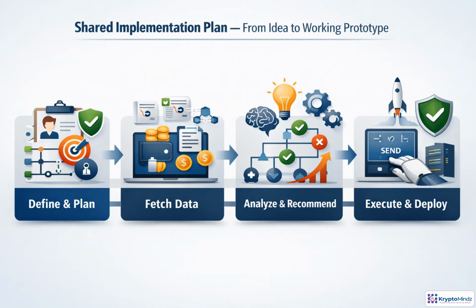Whatever capstone you choose, use the same build path. Start by defining the user, workflow, decision boundaries, and success metrics. Build read-only data tools first, so the agent can observe wallets, proposals, invoices, tokens, or ownership without taking action. Then add reasoning and recommendations. Only after that should you prepare transactions or testnet execution. Finish with guardrails, logs, evaluation tests, deployment, and a short demo script.